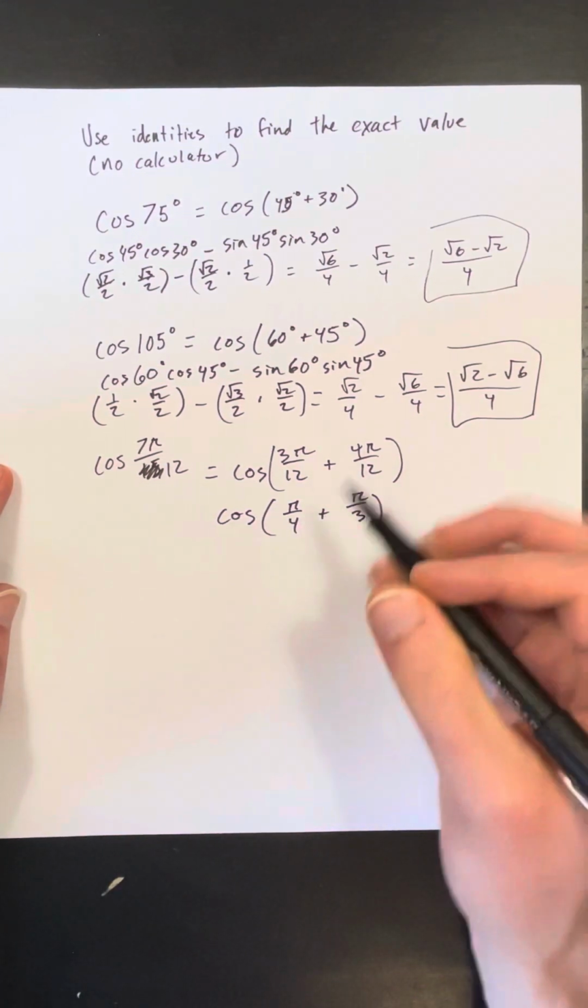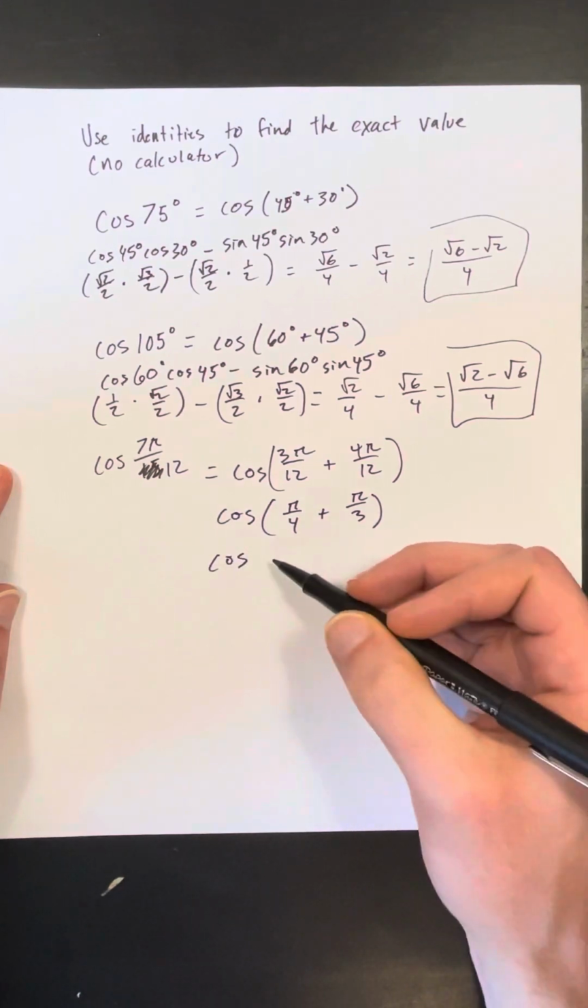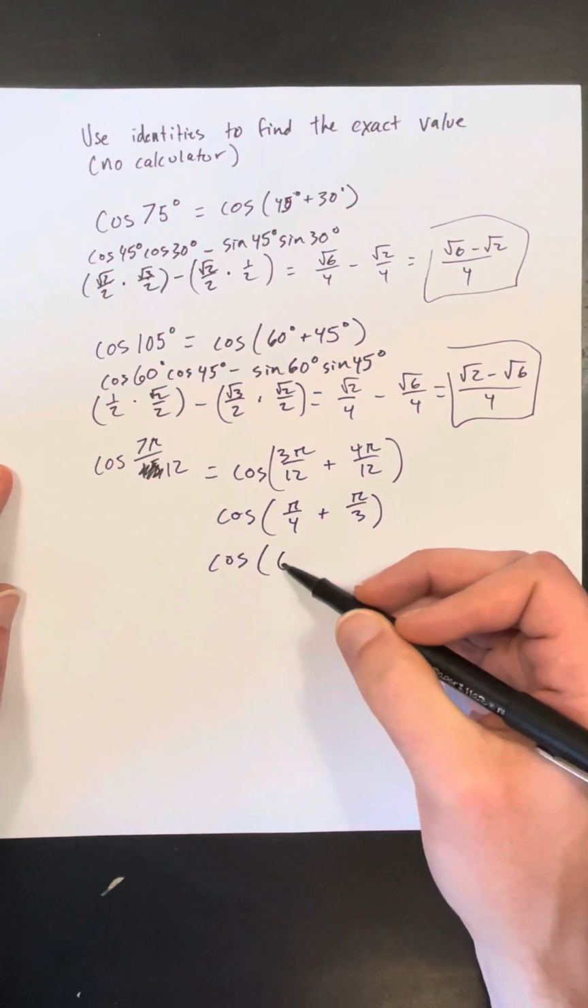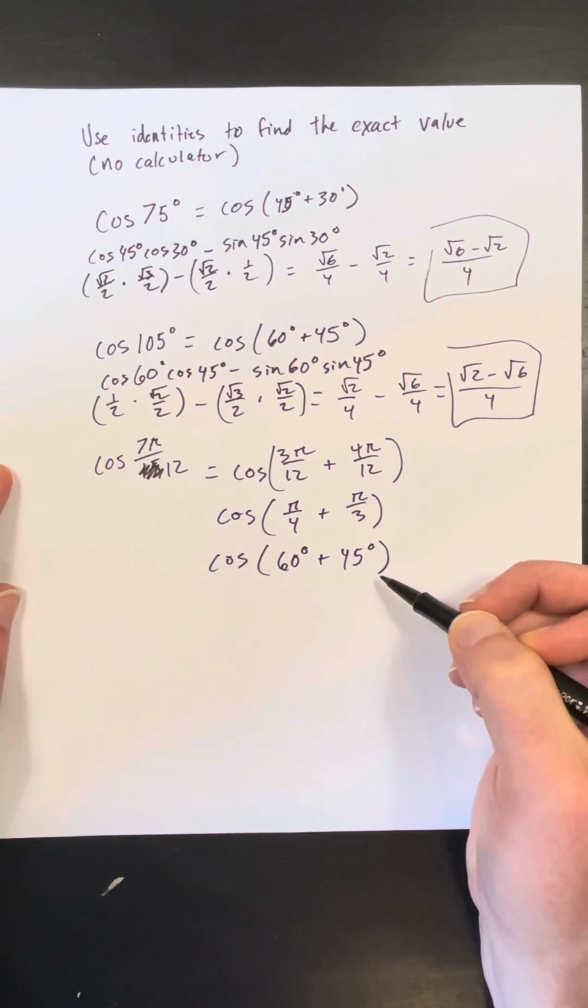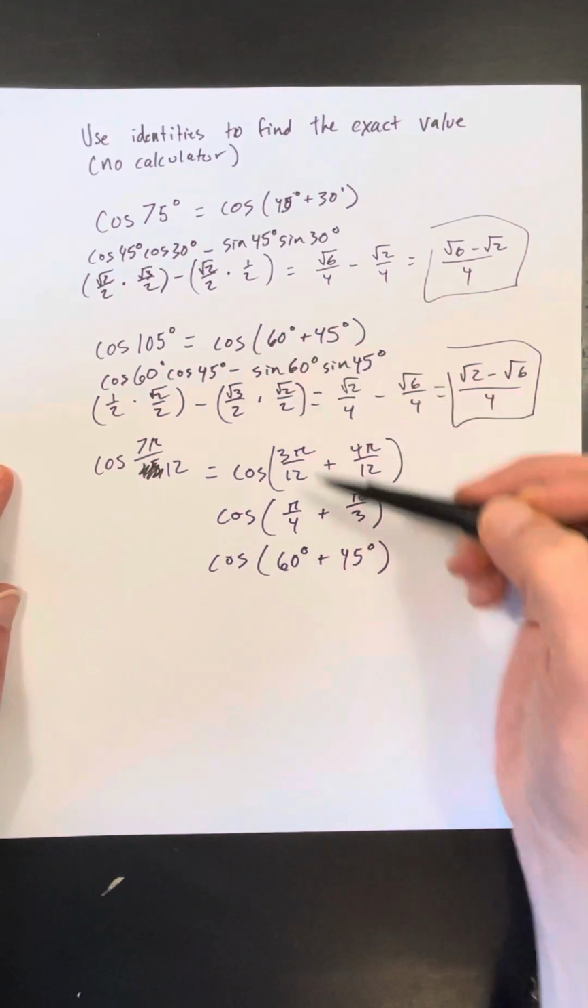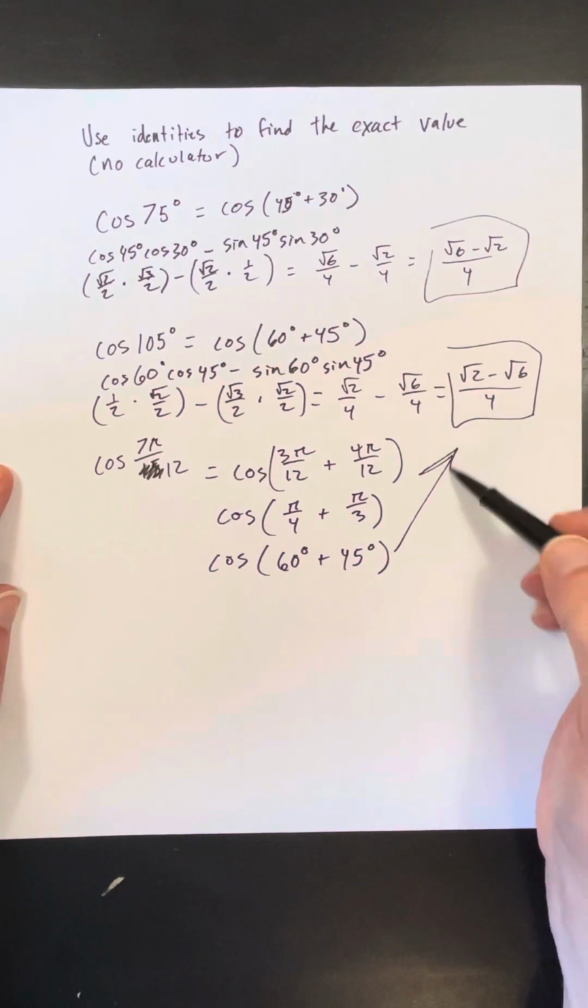And now if you simplify these into degrees, you'll see it is 60 degrees plus 45 degrees, which is what we had here. So we know the answer is going to be the same.